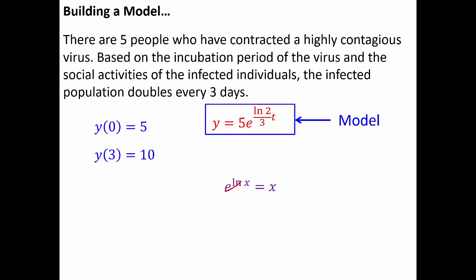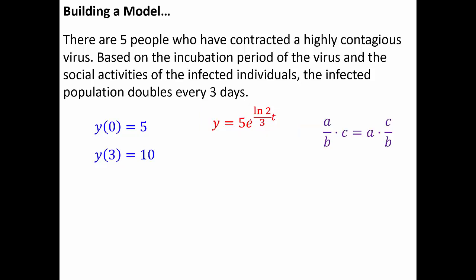The problem is no. Because the ln of 2 is inside of a fraction, which itself is being multiplied by a secondary value, I can't just cancel the e and the ln. But what I can do is manipulate this equation before I move forward. Given a statement that looks like this, keep in mind a little property of fractions. If I have a over b times c, that's the same thing as a times c over b.